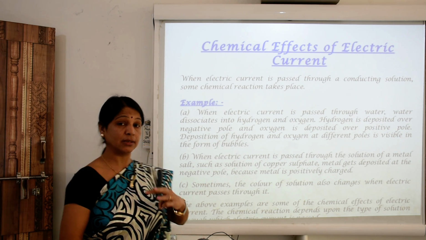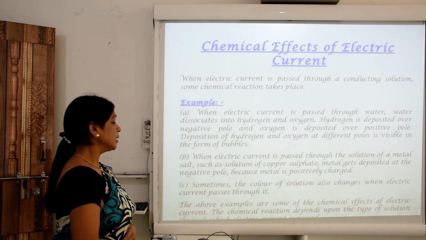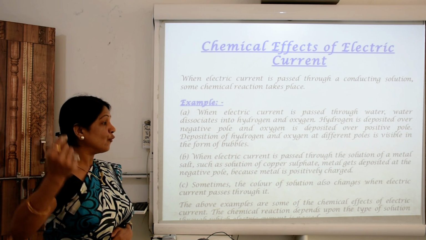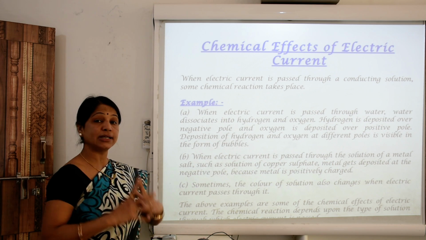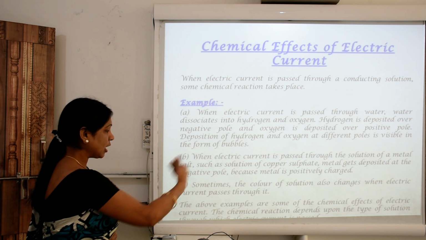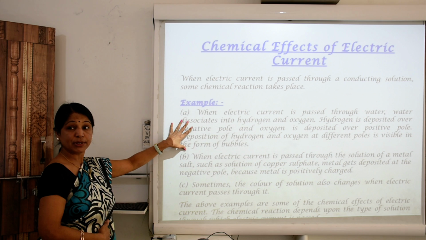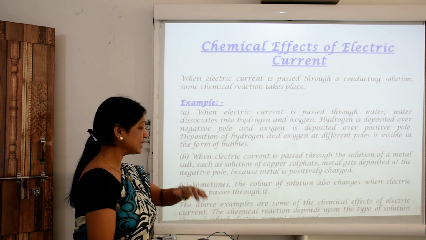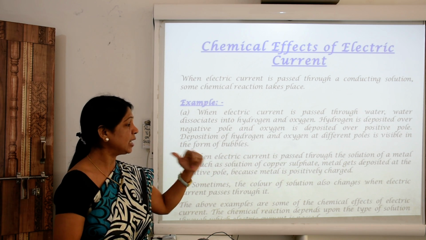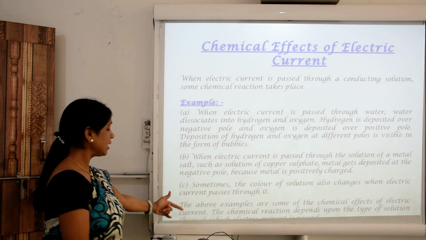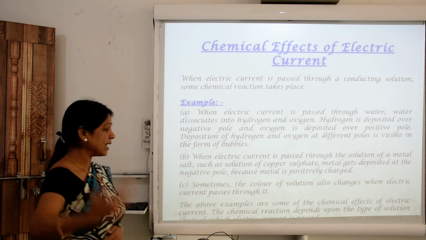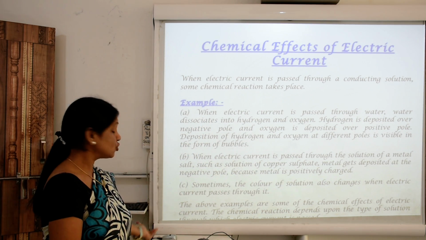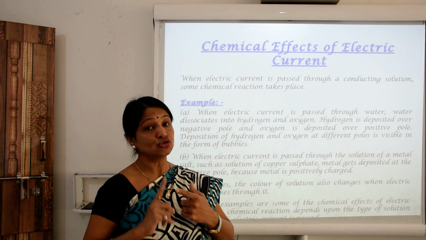Example number three: sometimes the color of the solution also changes when electric current passes through it. So the above examples, A, B and C, are some of the chemical effects of the electric current, and the chemical reactions depend upon the type of the solution.